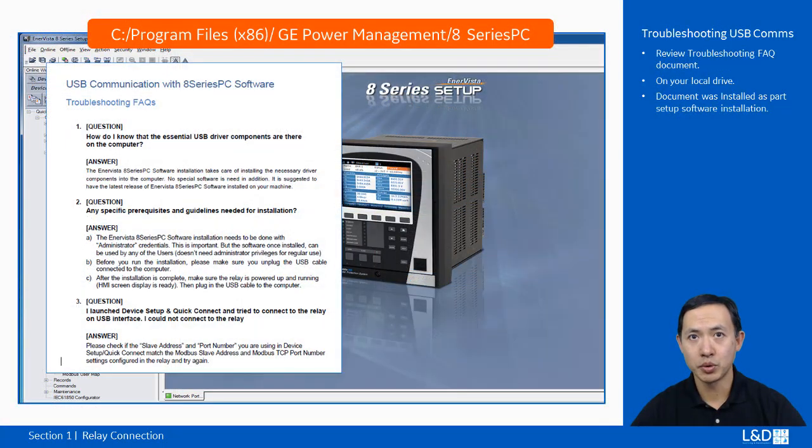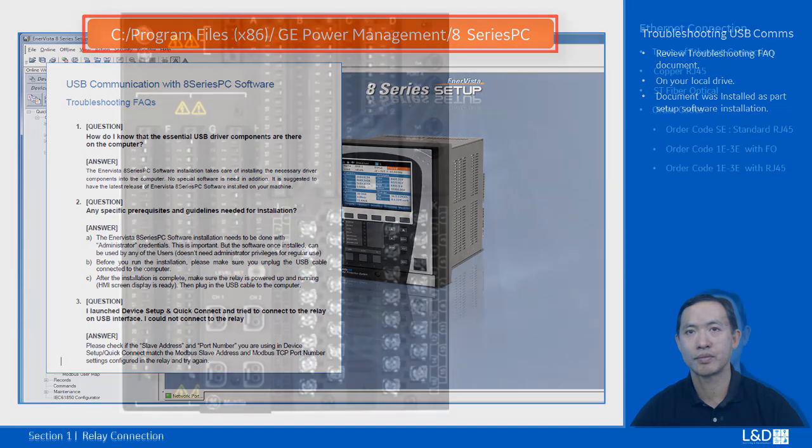Once the relay is rebooted, we'll use this IP address for the Ethernet connection. Most of the time, USB connection will work fine. Usually when it doesn't, it's due to PC configuration issues. To assist with this, there's a USB troubleshooting guide. This document can be found under the 8 series PC on your local drive at the file location given.